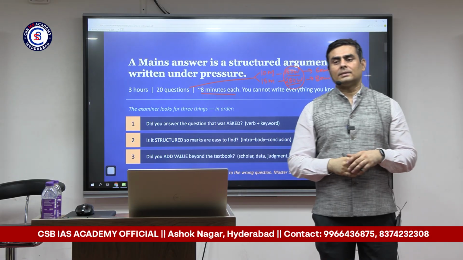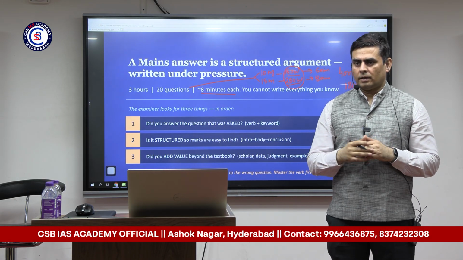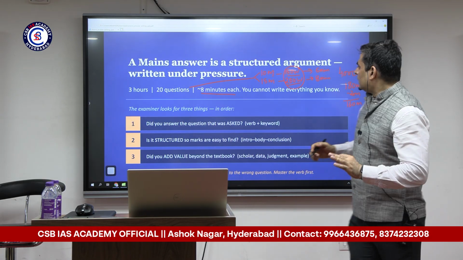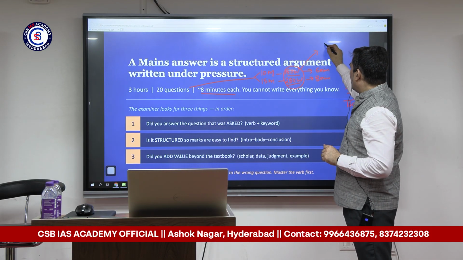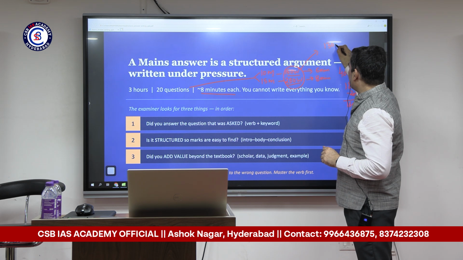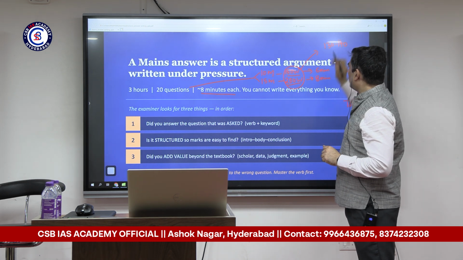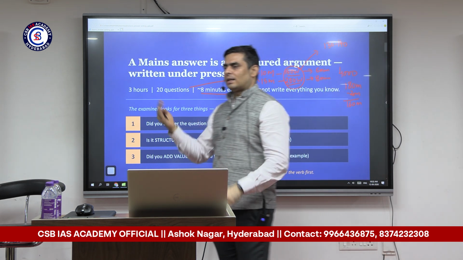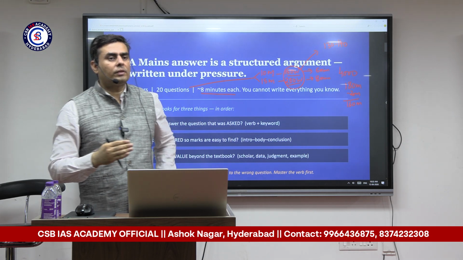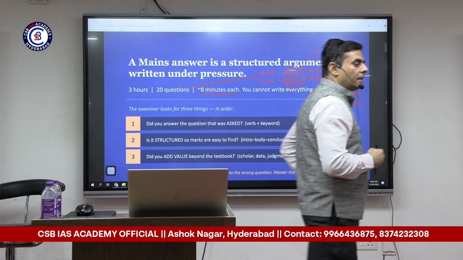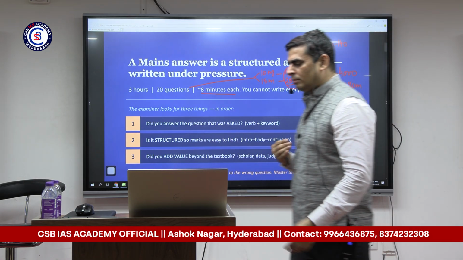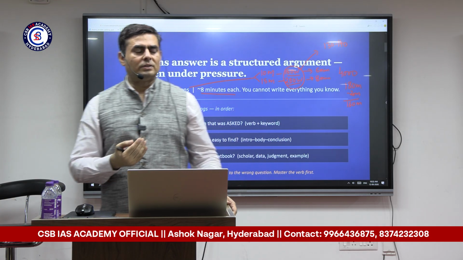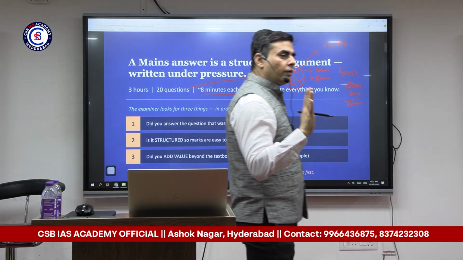So what is the trick? Fine. The trick is this: for a 10 marker, the 150 words answer should be finished in a maximum of 132 to 140 words. Do not cross the line. When UPSC gives 150 words, it is maximum 150, not minimum 150. Fine. So you have to answer that question in a maximum of 150 words. You have to answer that question in a maximum of 250 words.